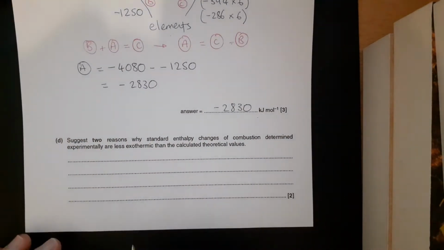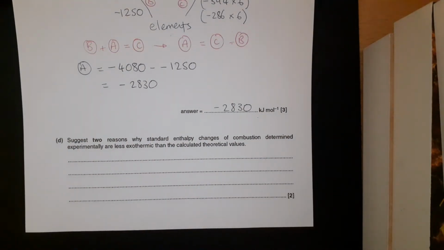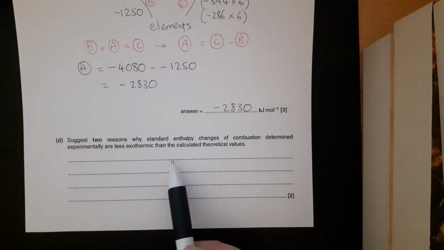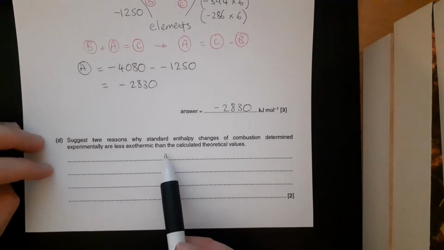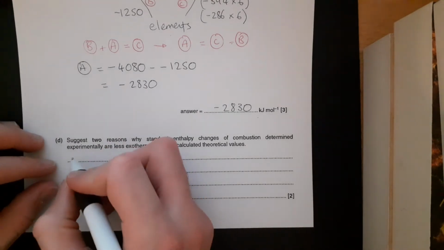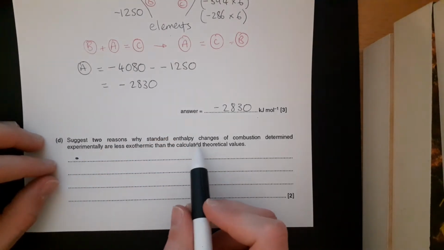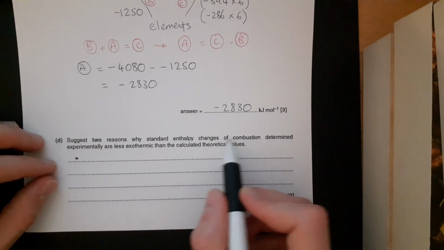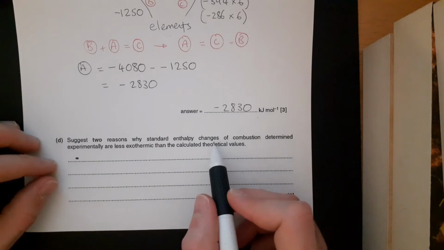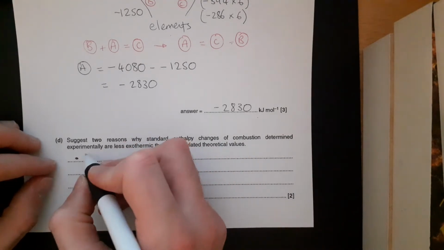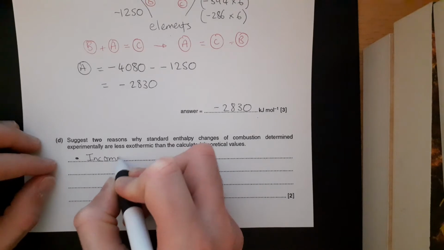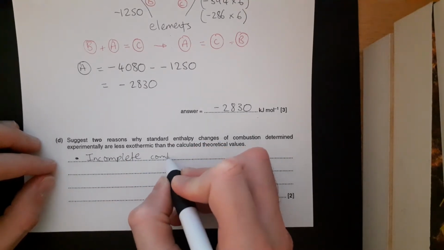Then we have here, suggest 2 reasons why standard enthalpy changes of combustion determined experimentally are less exothermic than the calculated theoretical values. Now, we saw a very similar question to this in the videos on 9.2, calculating the enthalpy changes. So it's the same kind of question coming up again. The problem with doing the experiment, okay, is that the definition for enthalpy of combustion is when you have 1 mole of a compound and it's completely combusted. So if you ever get any incomplete combustion happening, that is going to mean that you end up with an incorrect value.